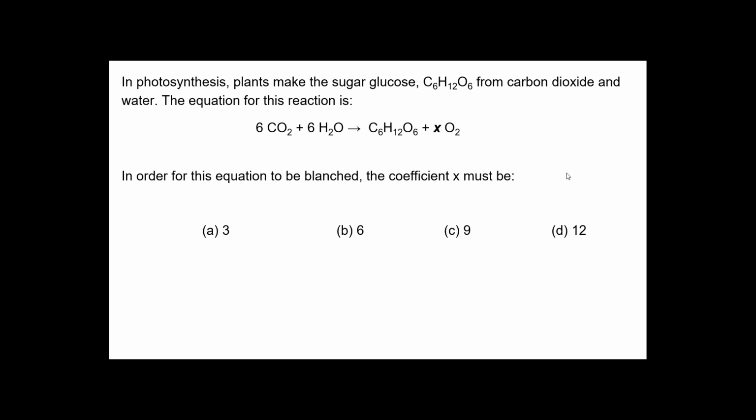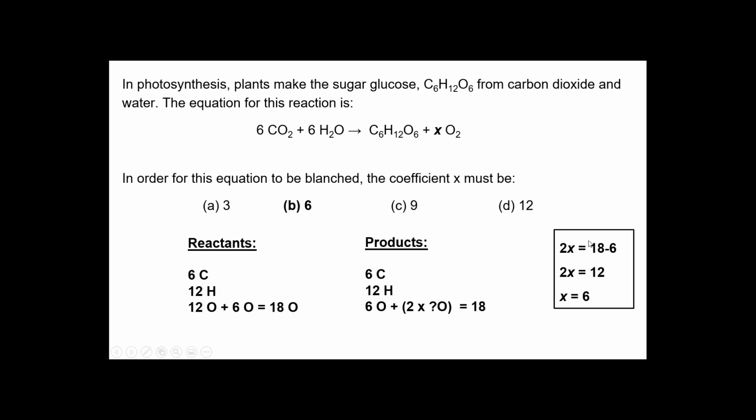This equation is, and we have an x, so let's solve for the x. So our answer for this x is either going to be 3, 6, 9, or 12. So I pretty much wrote it out here. So we do our tally. So I have 6 carbons. I have 6 carbons. I have 12 hydrogens. And yes, I kind of went in a different order here, but that's because we've got to solve for oxygen. So that's why I jumped over to hydrogen. So we have 12 hydrogens.